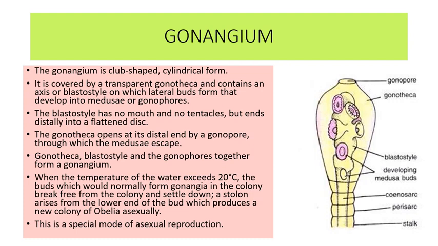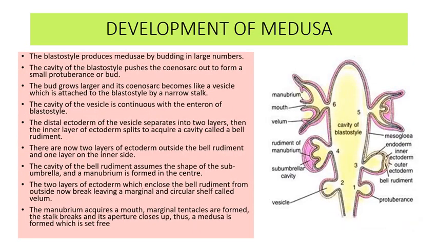Now this is the structure of the gonangium with gonopore, gonotheca, blastostyle, developing medusa, and the inner coenosarc covered by transparent perisarc. The blastostyle produces medusa by budding in large numbers. The cavity of the blastostyle pushes the coenosarc out to form a small protuberance or a bud.